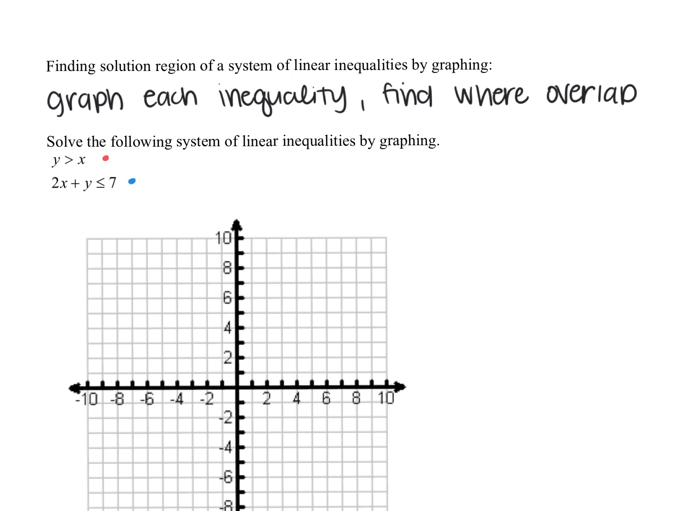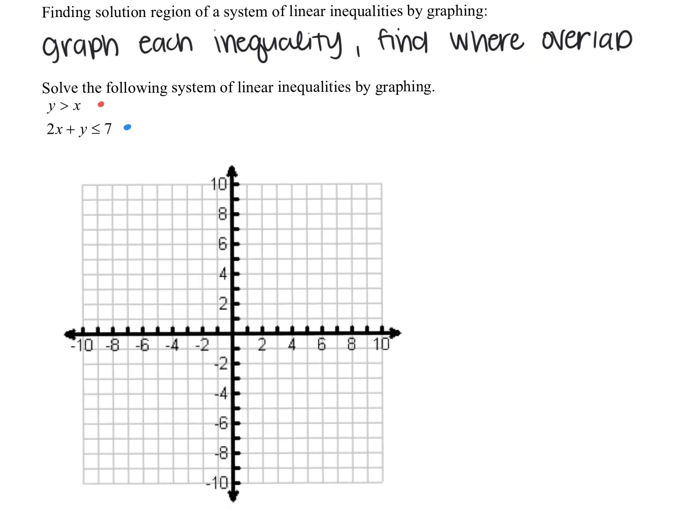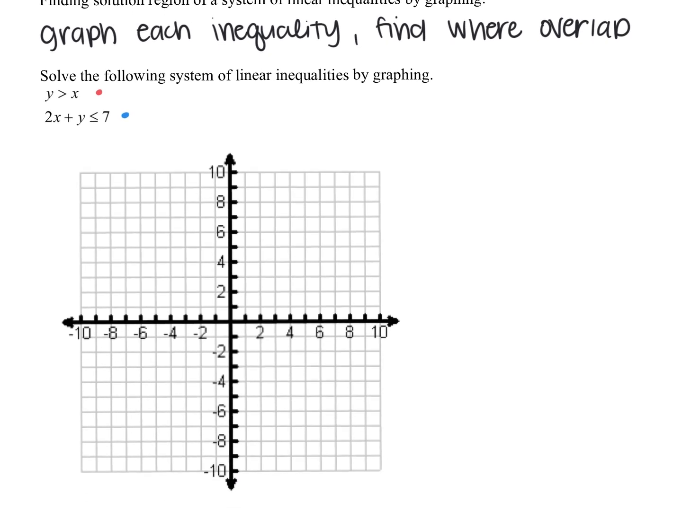So my first line is y greater than x. I don't have to do any manipulating. It's already in my mx plus b form. So I start at 0, 0 because there's no y-intercept, and I have a slope of 1. Because this is a strictly greater than, I would then do a dashed line.